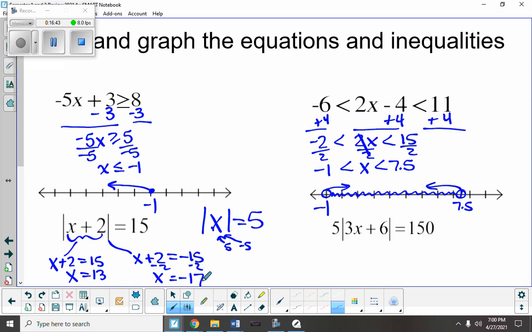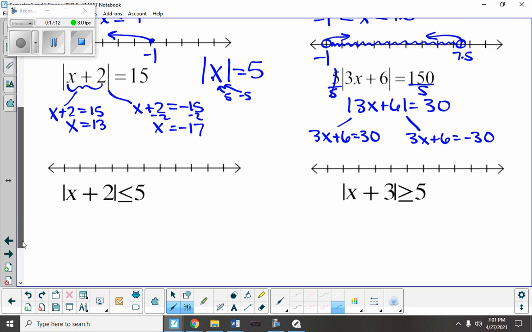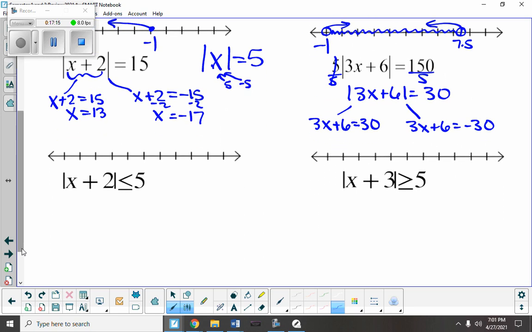Okay, on this next one, we're going to get the absolute value by itself. You always want to do that with these problems. So you have 3x plus 6 equals 30. And we won't finish this for time's sake, but I'll just set up the new equation. So you write 3x plus 6 equals 30, and then 3x plus 6 equals a negative 30. And then solve for x.